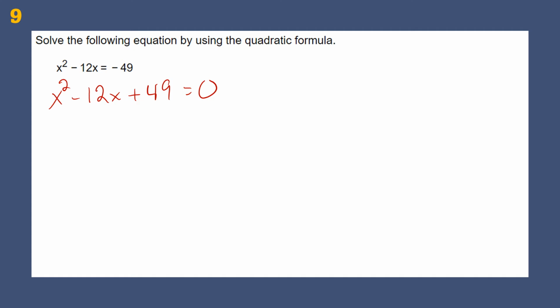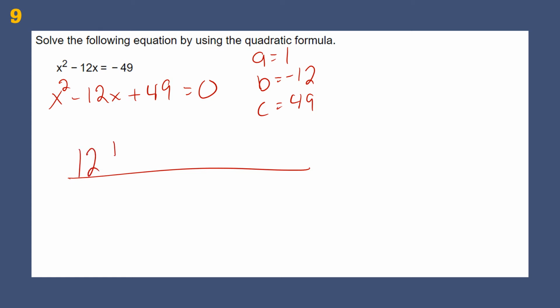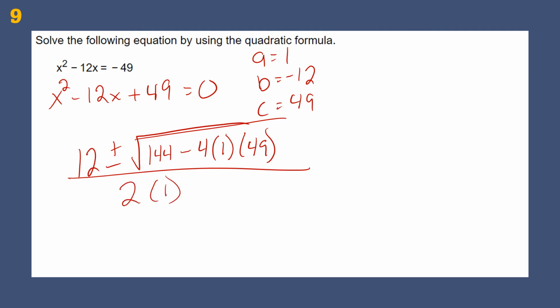And then we label our a, b, and c. a is our first coefficient of 1, b is -12, and c is 49. Then we're going to plug it into our formula. And what we get is negative b, so that's positive 12, plus or minus the square root of b squared, so that's 144, minus 4 times a times c, all over 2 times a.